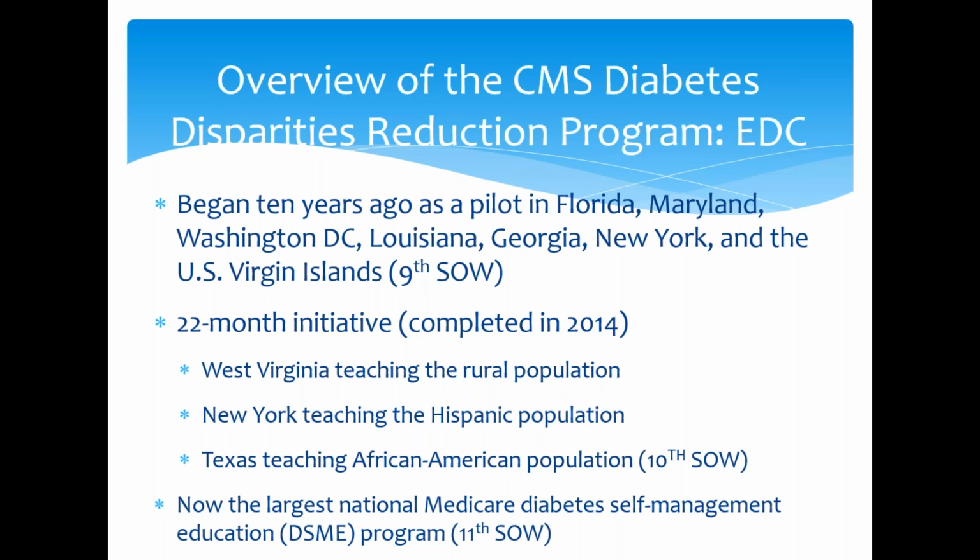So after CMS found favor with it, it moved to a special innovation project, or what they call a SIP, in the 10th scope of work. And this is where West Virginia became involved and became a lead. As you can see, our concentration in this area was on rural beneficiaries. They had 8 project coordinators that taught all over the state and eventually reached over 1,500 Medicare beneficiaries while teaching a total of around 2,000 people.